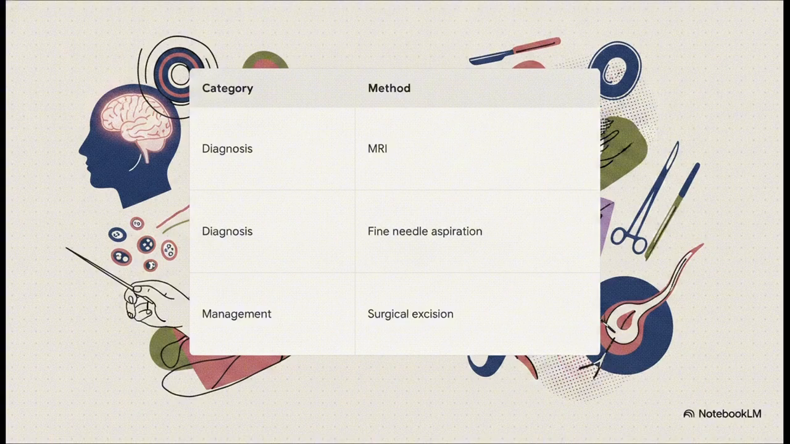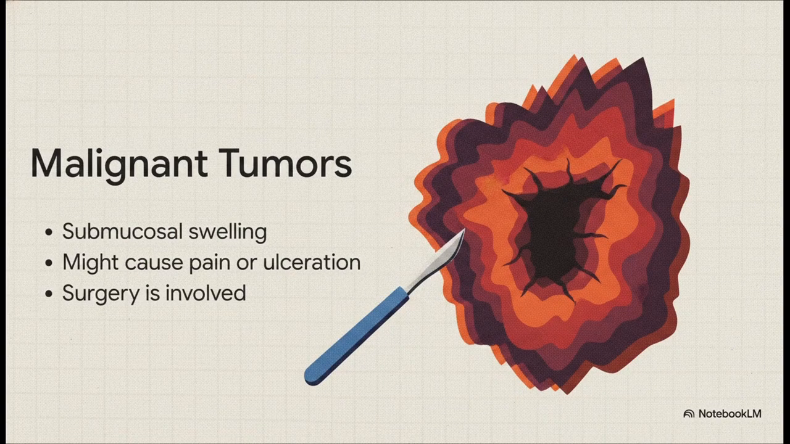You're going to order an MRI for a comprehensive imaging assessment, followed by fine needle aspiration to get an exact cellular diagnosis. Once you've confirmed it's benign, we move to management. It requires surgical excision. Depending on the exact presentation, this could mean a superficial parotidectomy, a lumpectomy, or an extracapsular dissection. Now flip the script and contrast that benign profile with a malignant tumor, something like a mucoepidermoid carcinoma.